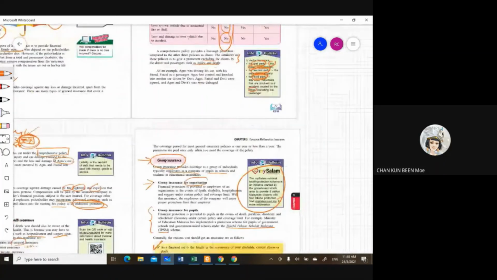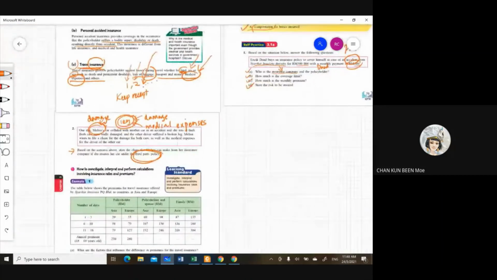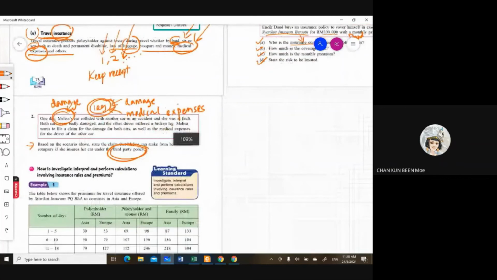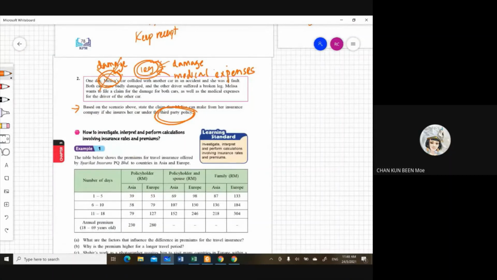You have any question regarding that exercise? Any question on this Melissa's situation here? No questions. No, because according to the third party, she cannot claim for herself. She only can claim for the third party only. So that's why it's better if you buy the comprehensive insurance for your car. Okay, because it covers everything, including your own car. Not your own injury, only your own car.